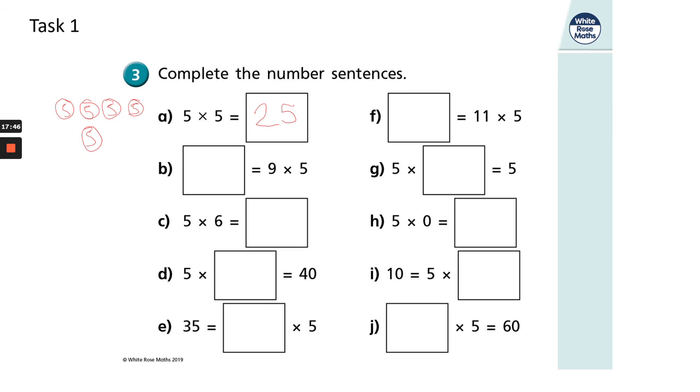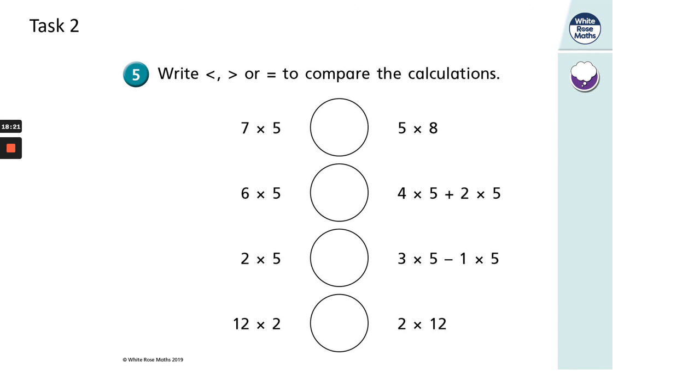So you complete your number facts for these sentences, but be careful for questions like this one and this one and this one. These questions already have our answer. 5 lots of something equals 40. 5 lots of something, 5 times something is 35. See if you can use your knowledge to answer those questions. And if you can do that and you find that easy, carry on with our second task.